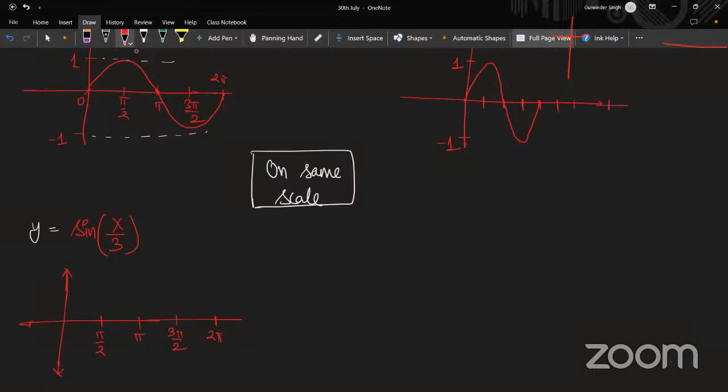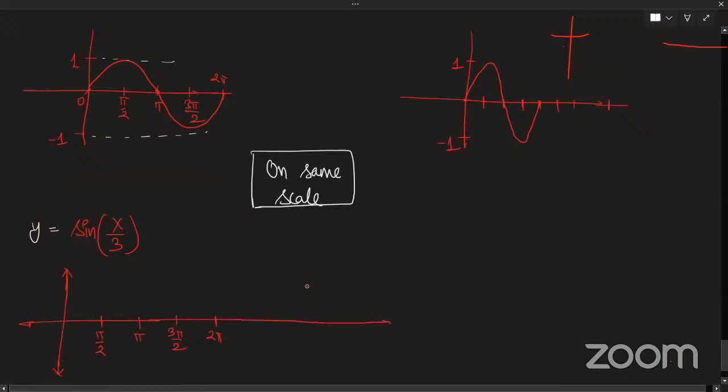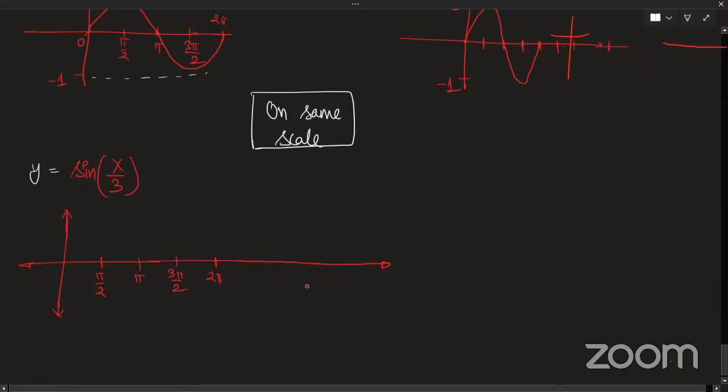The scale also has to be kept the same. Otherwise, how will you compare the two functions? You need to compare that your function has grown 3 times. Yes, sir. Fine. So 2 pi is here, and here we get 5 pi by 2.